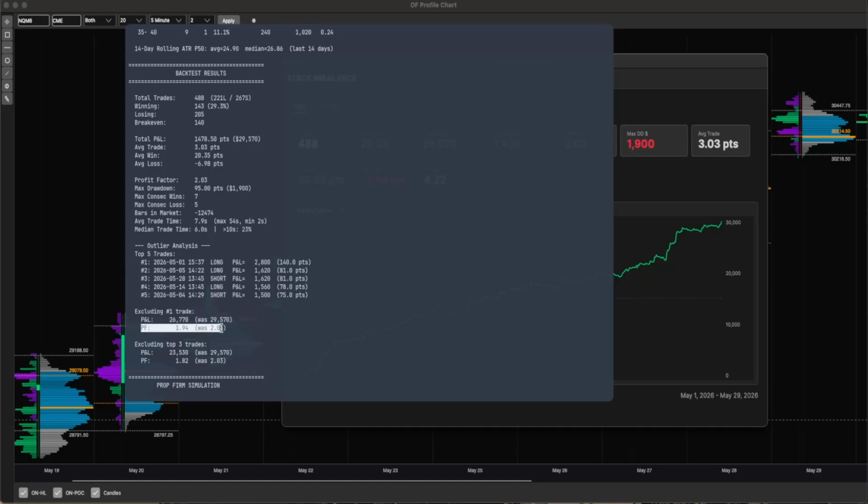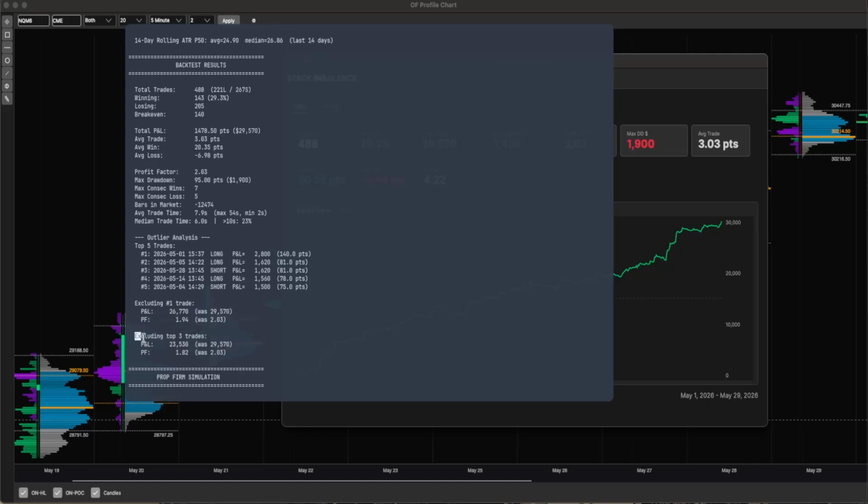Now the P&L is 26.7. Well, the profit factor was 2.03. Now it's still 1.9, even when we eliminate the best trade of the month. Let's eliminate the top 3 trades. You still got a profit factor of 1.8.